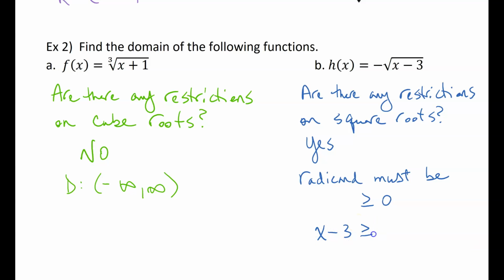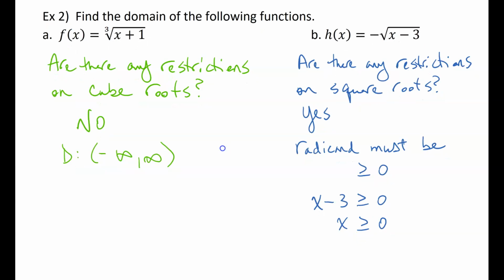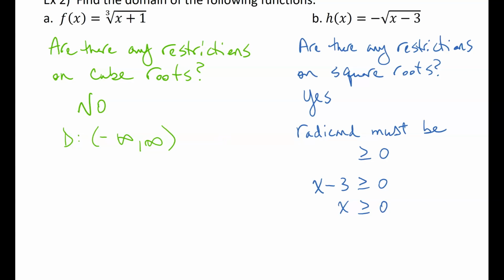I will set that greater than or equal to 0. And now can I solve for x very easily? Yes. What does x have to be? Greater than or equal to 3, thank you. Add 3 to both sides. Okay. All right, so the domain of this function is going to be from positive 3 to infinity.